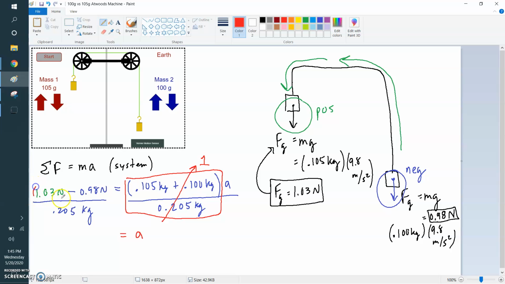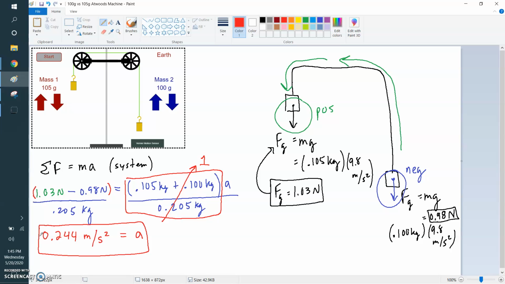if we first calculate our numerator, we get 0.05 by subtracting 1.03 minus 0.98, so 0.05, and then divide by 0.205, we get 0.244. 0.244 newtons per kilogram, and that's going to be meters per second squared. So that is our acceleration of our system. All right.